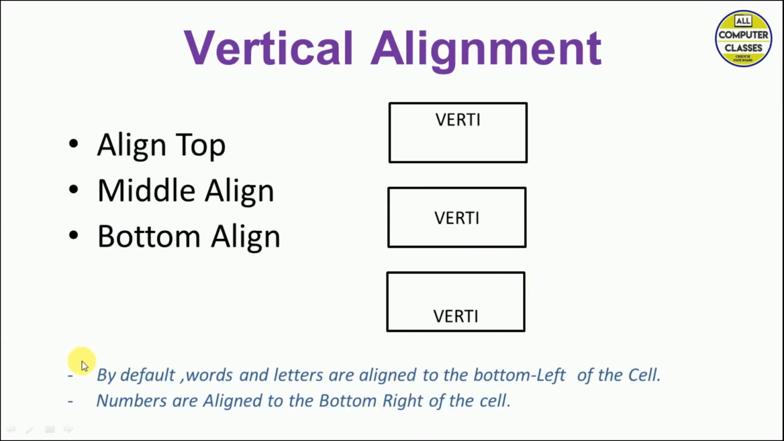So here you should note two important things. That is, by default, words and letters are aligned to the bottom left of the cell. Bottom left. And when we enter numbers, by default, the numbers are aligned to the bottom right of the cell. Right? So let's see how this alignment works.